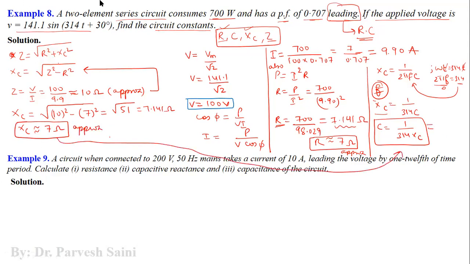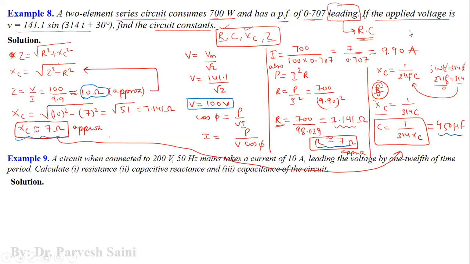Now by putting this value of Xc into this equation here, we can calculate the value of capacitor, which is equal to 450 microfarad. Now we have obtained all the required circuit constants. This is one circuit constant V, and then R is a circuit constant, C is a circuit constant, Xc is a circuit constant, right? And Z is one circuit constant, this one. So these are the four circuit constants that we have obtained in this particular question.